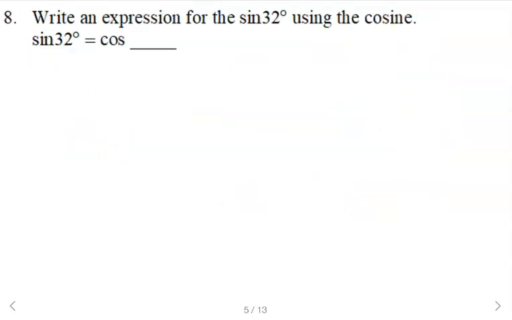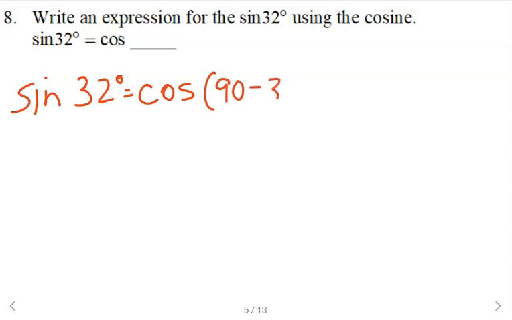All right, here we want to write an expression for the sine of 32 degrees using cosine. Now you'll remember that the sine of an angle is the same as the cosine of its complement. So the sine of 32 degrees will be the same as the cosine of the complement of that. That'll be the remaining angle that makes up the 90. So 90 minus 32 gives us 58.